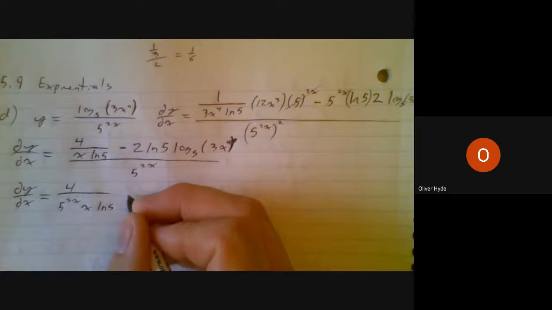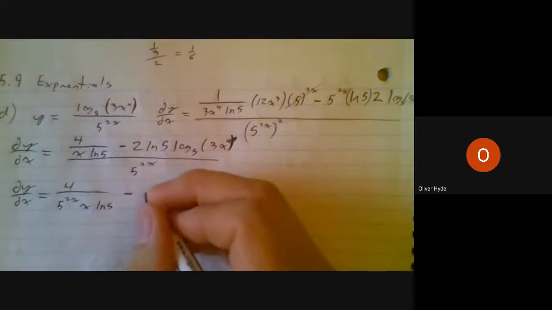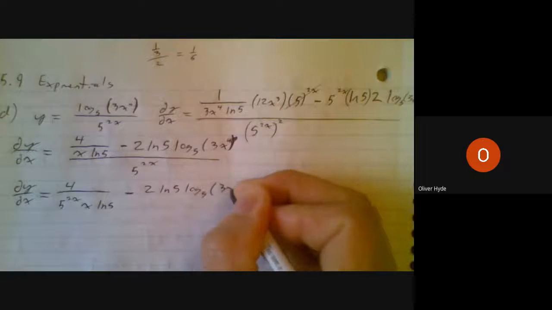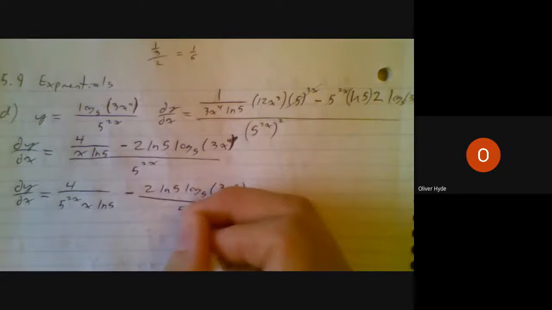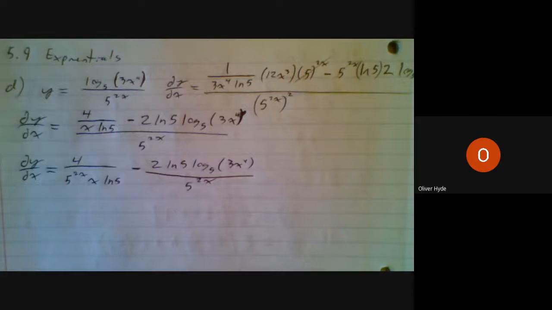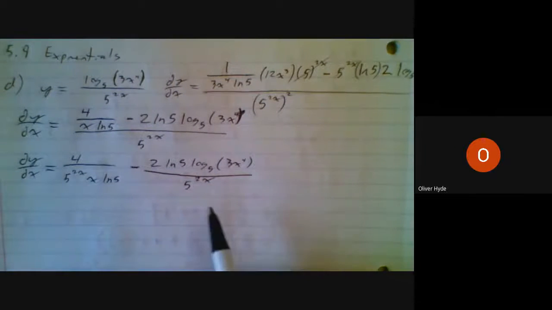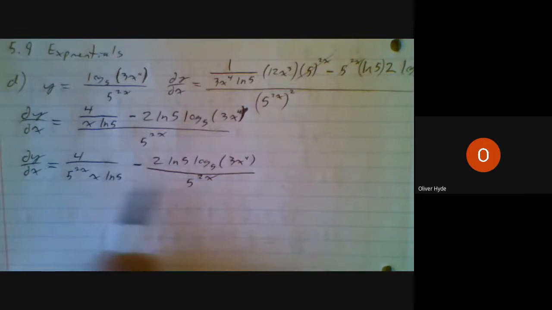Over here, what happened? I think nothing on one step. 2 ln 5 log base 5 of 3x to the exponent 4 all over 5 to the exponent 2x. Now comes the task of finding a common denominator if I want to group these back together again. But I'm not in a rush to multiply both sides by the natural logarithm of 5.